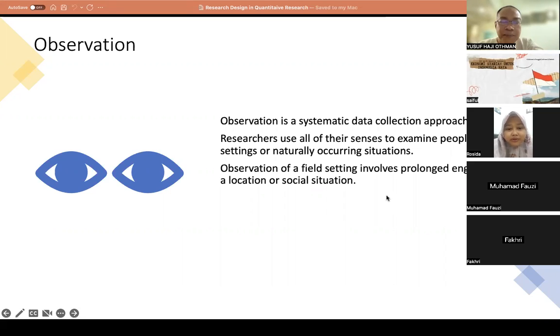Thank you, Prof. Ya, saya menjawab soalan tu. Ataupun ada lagi soalan lain?